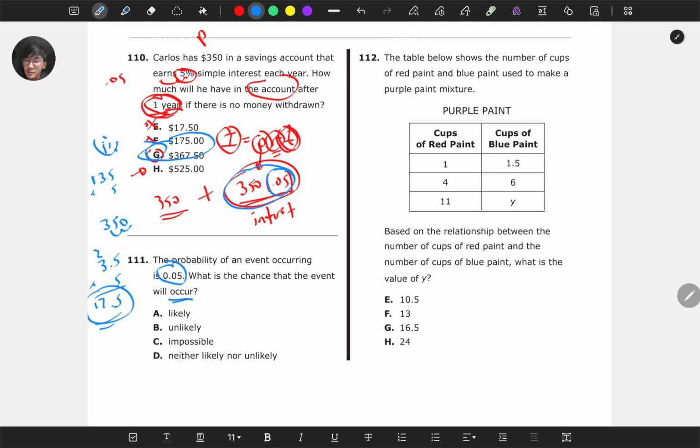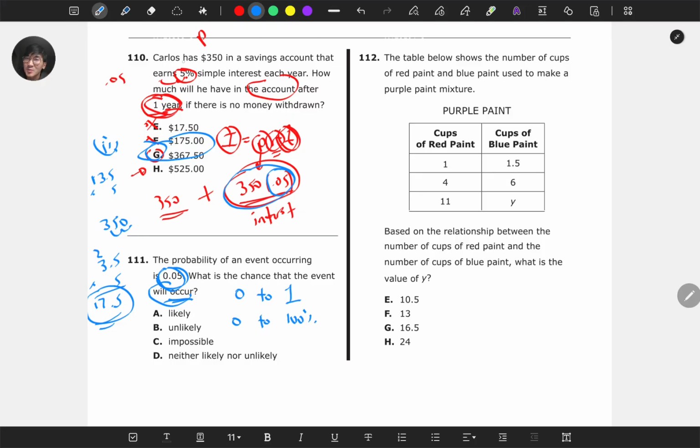Okay, so probability is referring to percentages, right? So the probability is a number between 0 and 1 if you're looking at it as a decimal, or from 0% to 100%. It's the chance that the event will occur, so they're asking you how likely it is, and if it's 100%, we say it's guaranteed, right? So this question is asking you basically to change this decimal 0.05 into a percent.